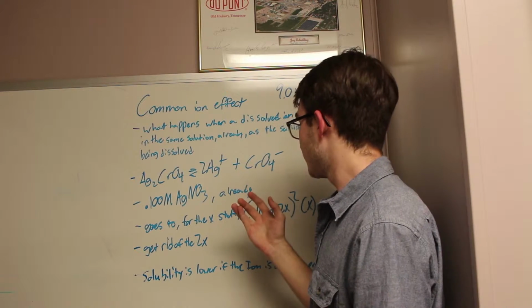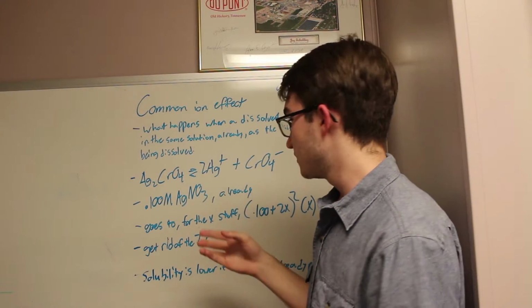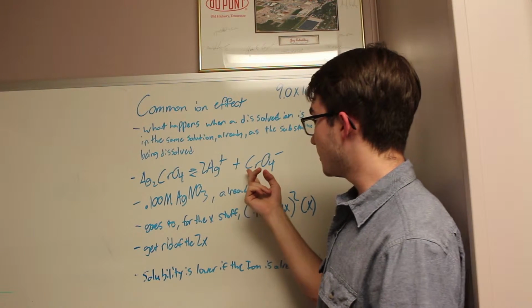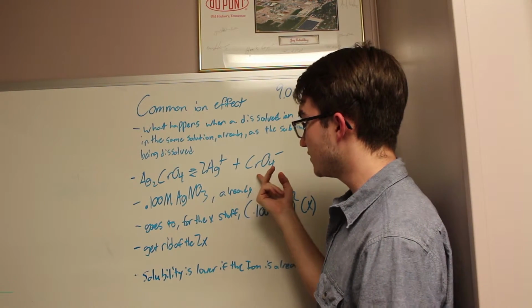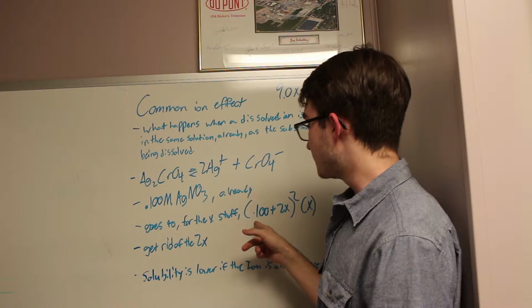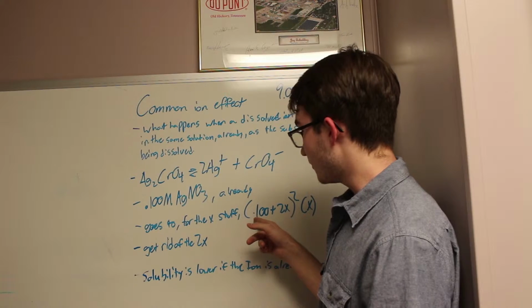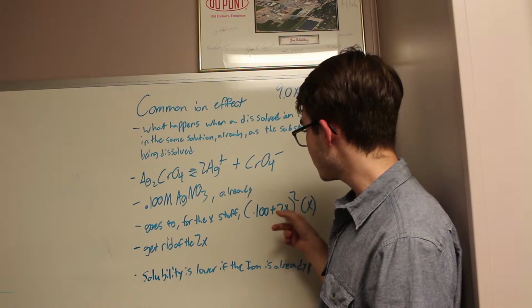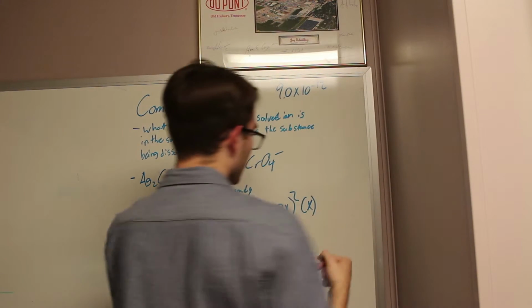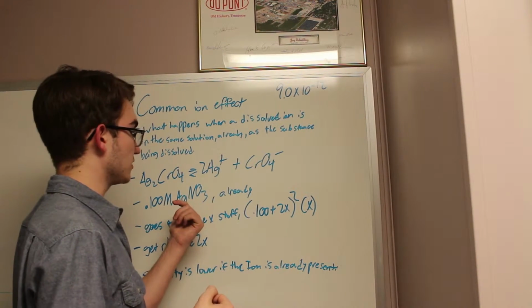Whoa! This changes everything. Now instead of just doing 2x squared times x for our KSP value, we have to do 0.100 plus 2x squared for the Ag times just regular x, because chromate isn't already in the water.